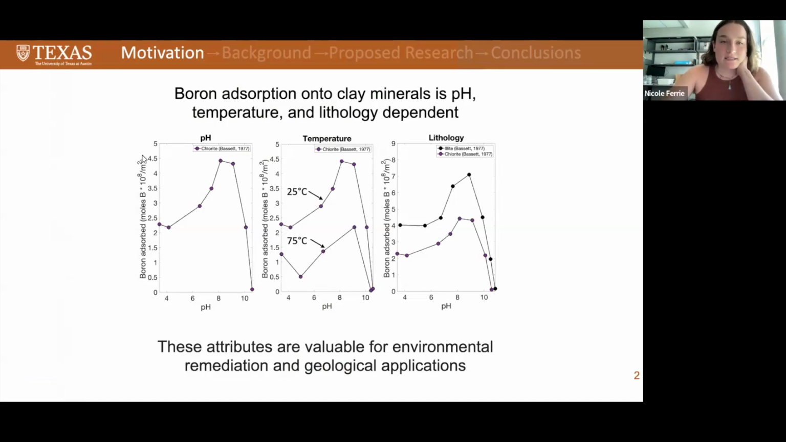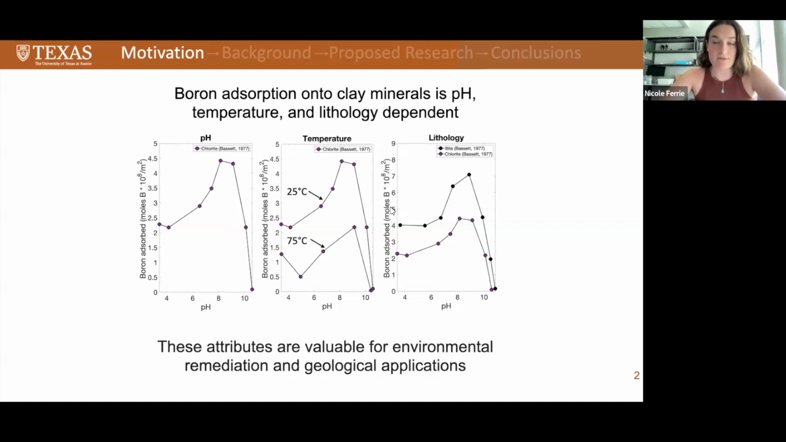So on the y-axis is the amount of boron adsorbed. The higher the number, that means the more boron that's adsorbing onto the clays. And the lower the number, the less boron that's adsorbing. And then on the x-axis for all these figures is pH. And so here looking at the pH dependence, we see a characteristic bell curve of boron adsorption, with boron adsorption reaching a peak at intermediate pHs, which are typical of natural systems. And then at lower and higher pHs, boron adsorption drops off by quite a bit.